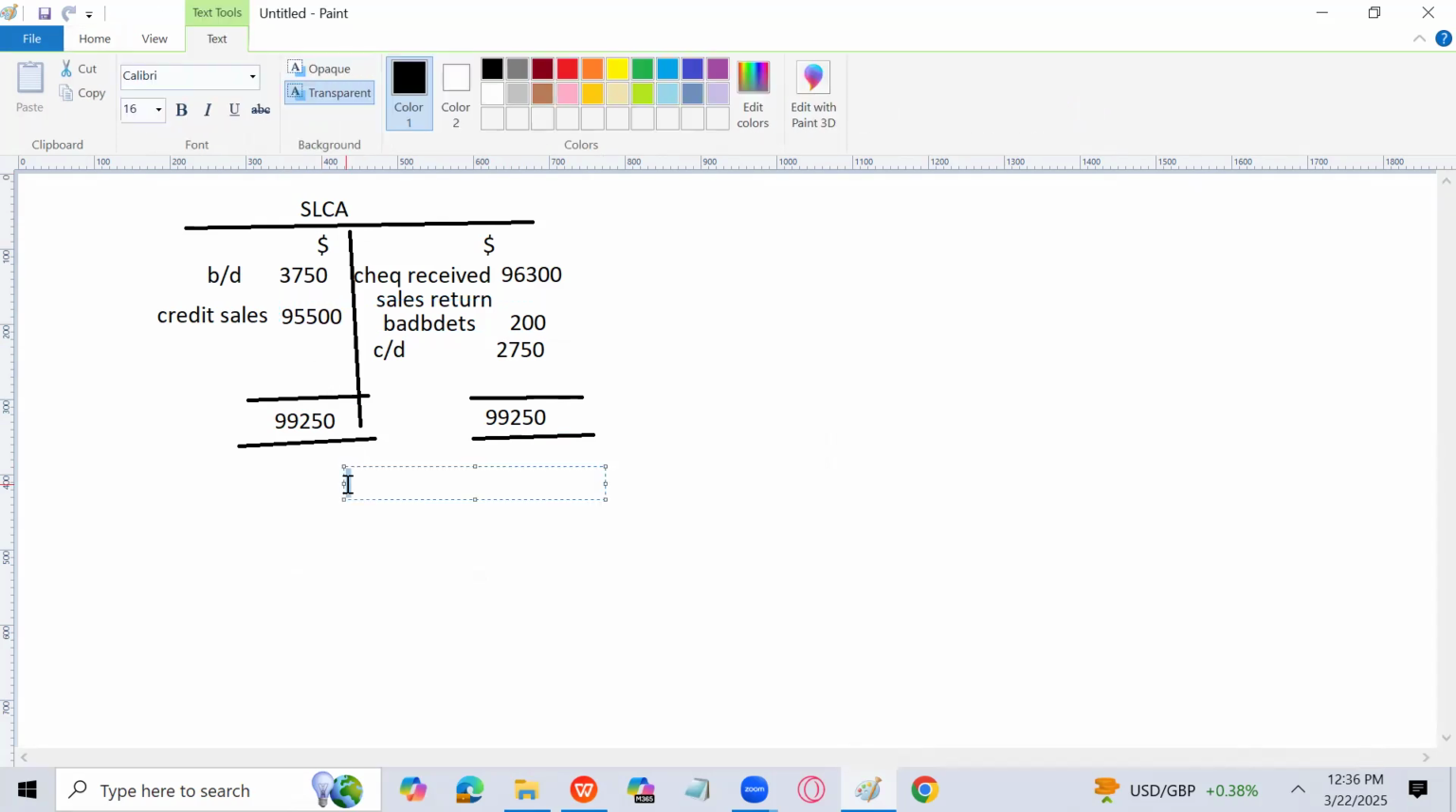Why? Because cash sales are not given in that question, nor is any kind of information regarding cash given. So we don't need to add cash sales; this is your total sales.